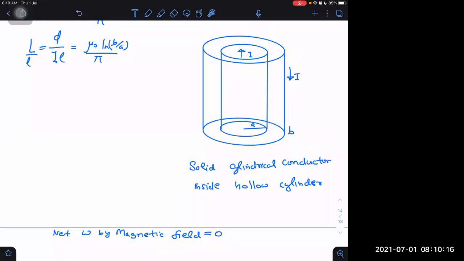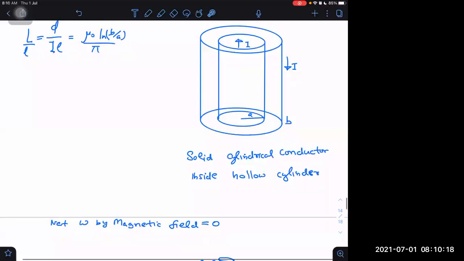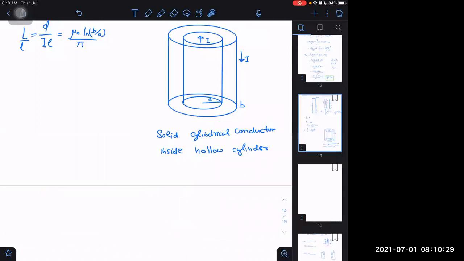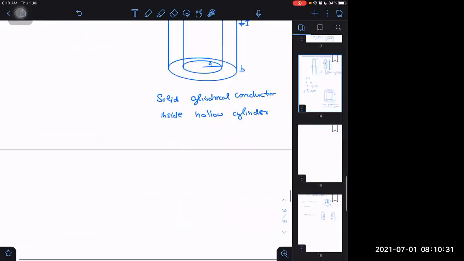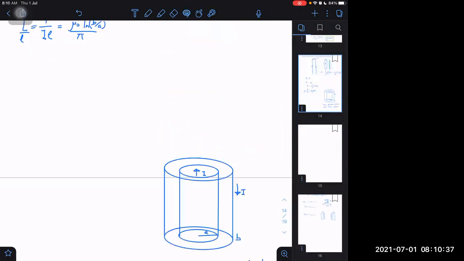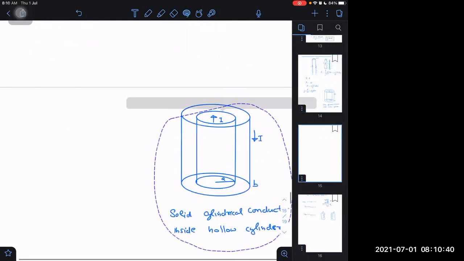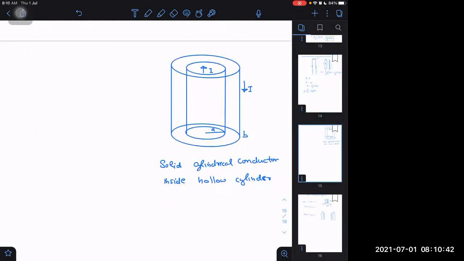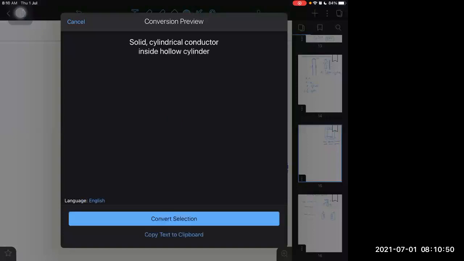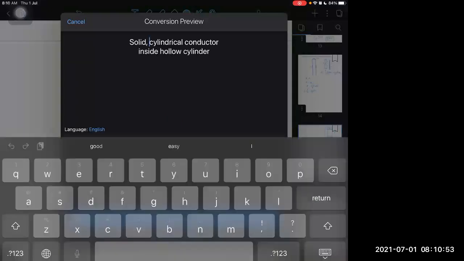Energy method. Do you know what is the energy of an inductor? What is the energy of inductor formula? Half L i square, right? We will use that one here to get the answer for this. Solid cylindrical conductor inside hollow cylinder.